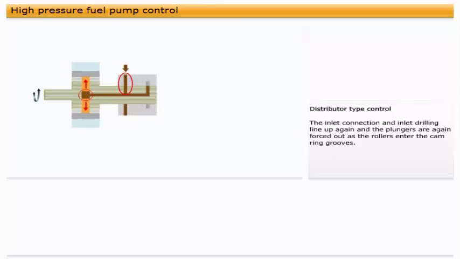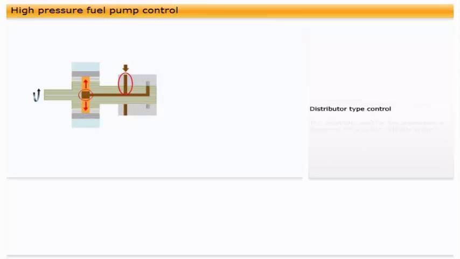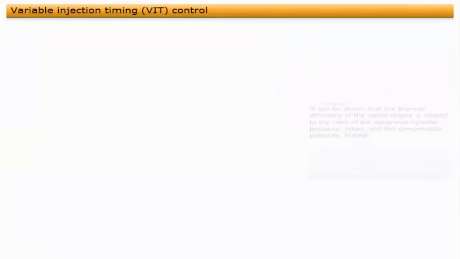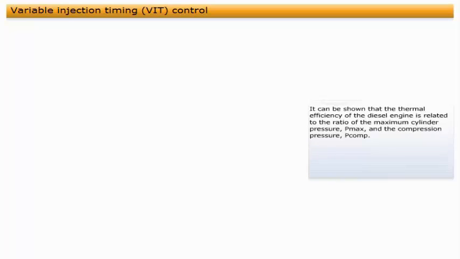It can be shown that the thermal efficiency of the diesel engine is related to the ratio of the maximum cylinder pressure, Pmax, and the compression pressure, Pcomp. Generally, the higher this ratio, the greater the efficiency and the lower the specific fuel consumption will be.